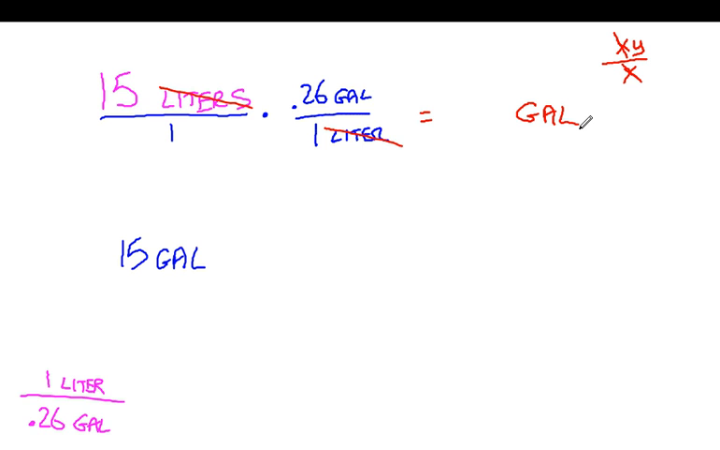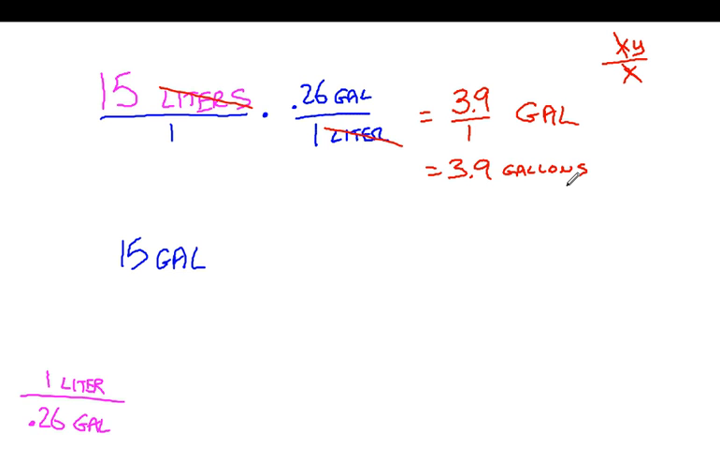Now, to figure out what the number is, I need to simply multiply across. Multiply across the top, 15 times 0.26, which is 3.9. And then on the bottom, 1 times 1 is just 1. So really it's 3.9 divided by 1 gallons. My answer is just 3.9 gallons.